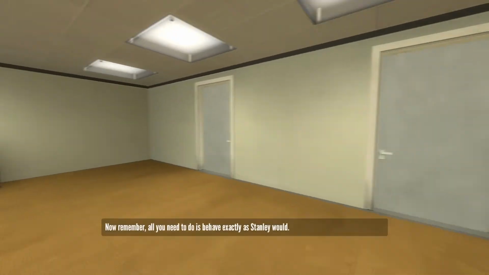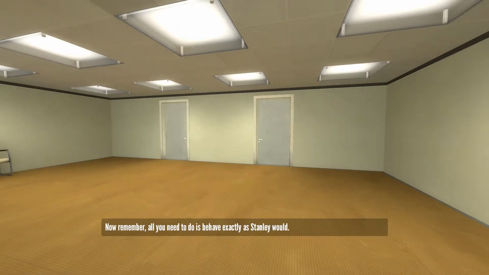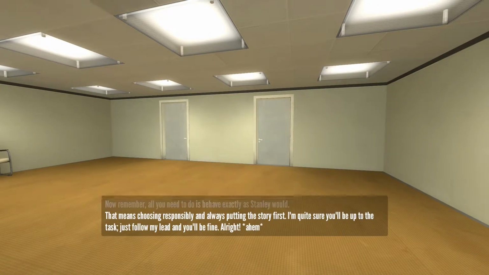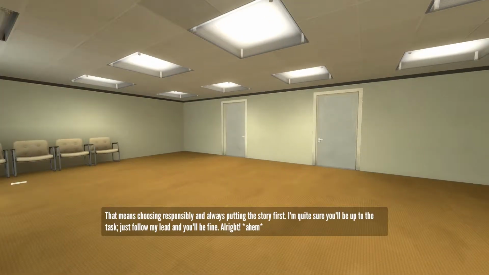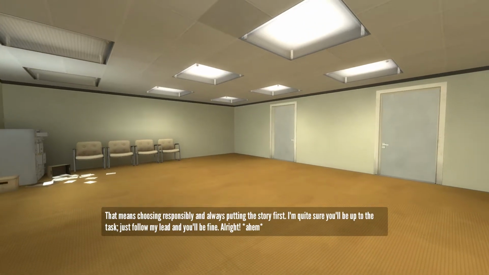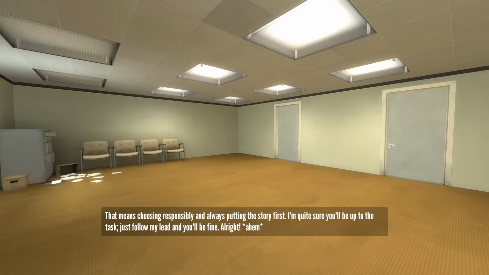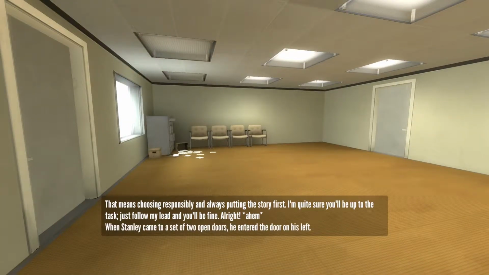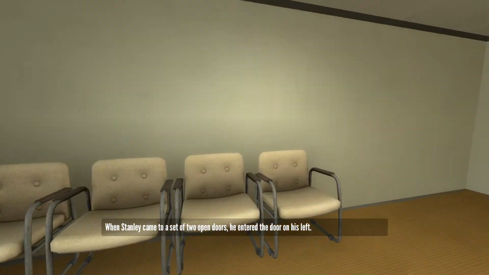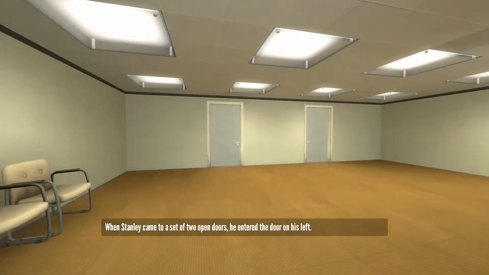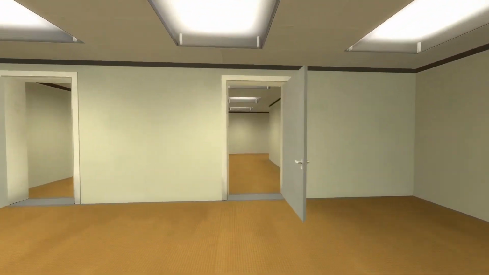Now remember, all you need to do is behave exactly as Stanley would. That means choosing responsibly and always putting the story first. I'm quite sure you'll be up to the task. I won't. Just follow my lead and you'll be fine. All right. When Stanley came to a set of 2 open doors, he entered the door on his left. On his right.